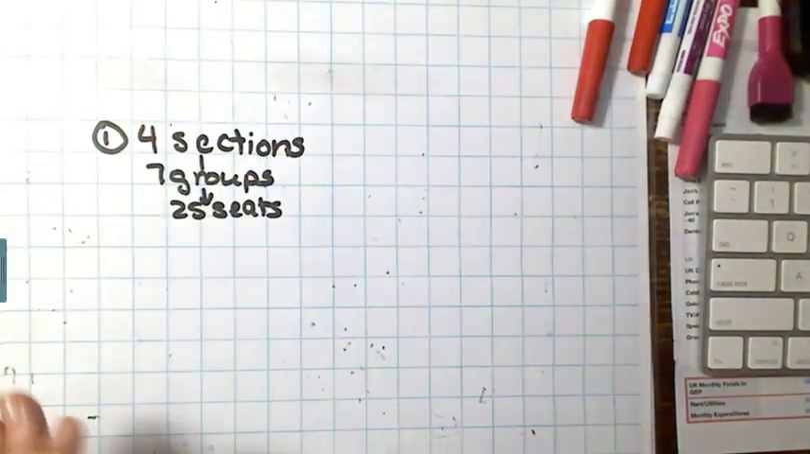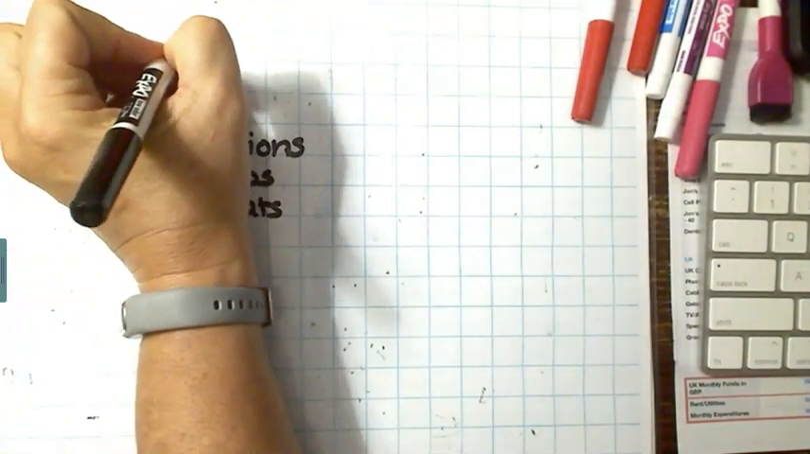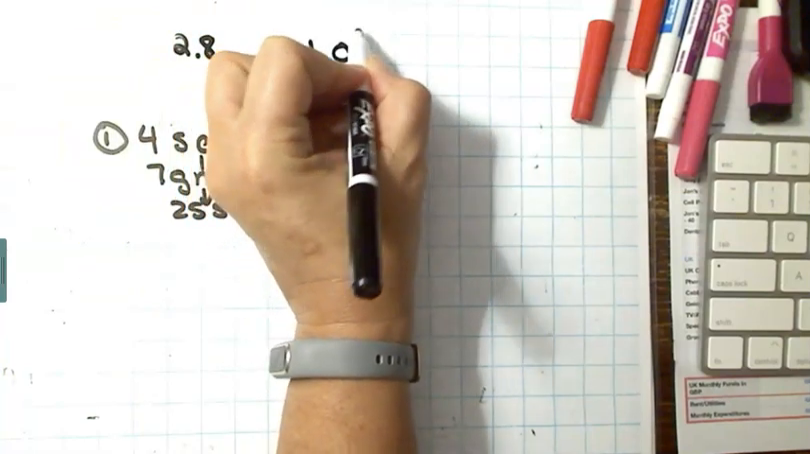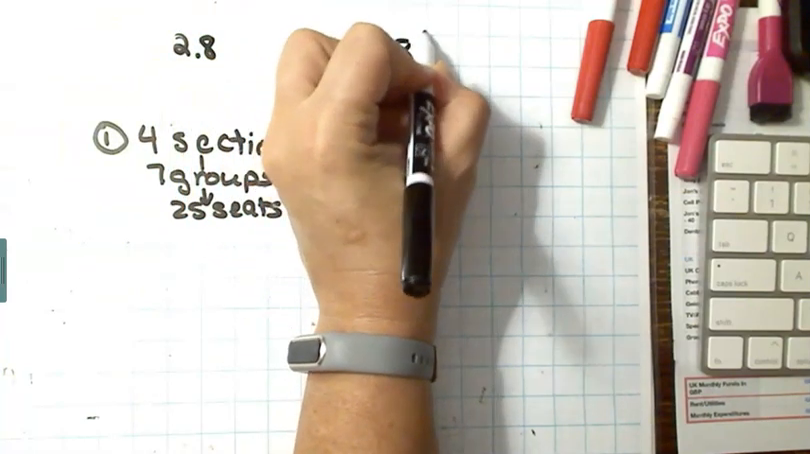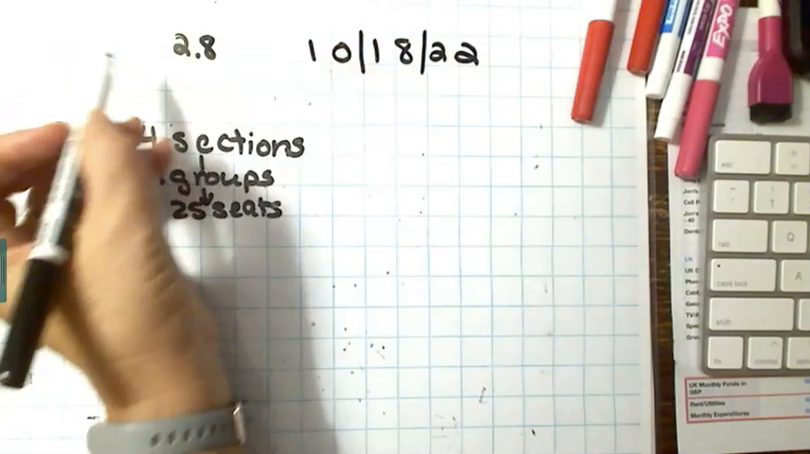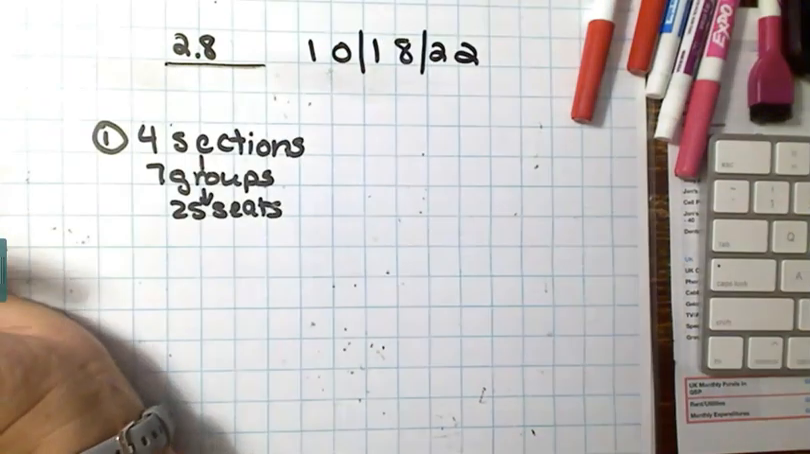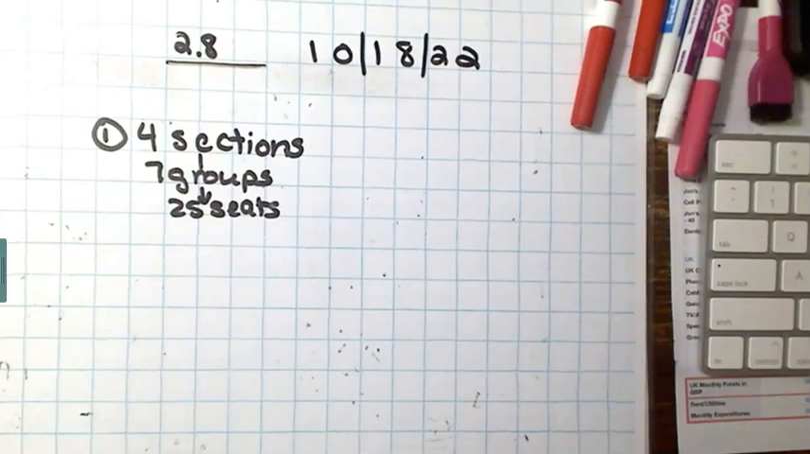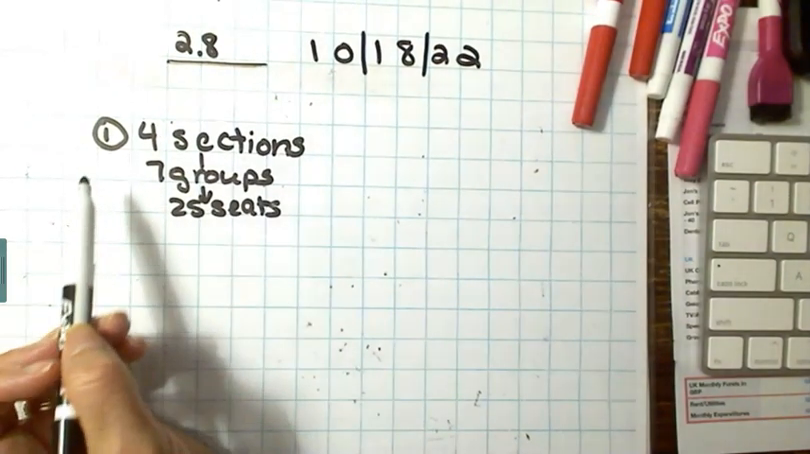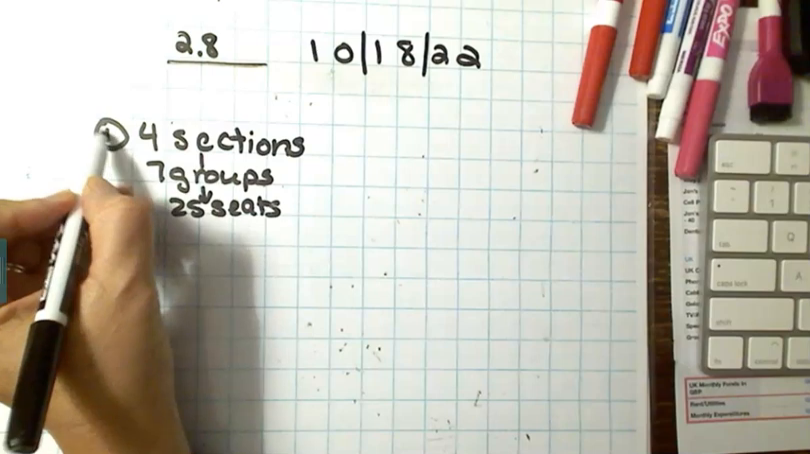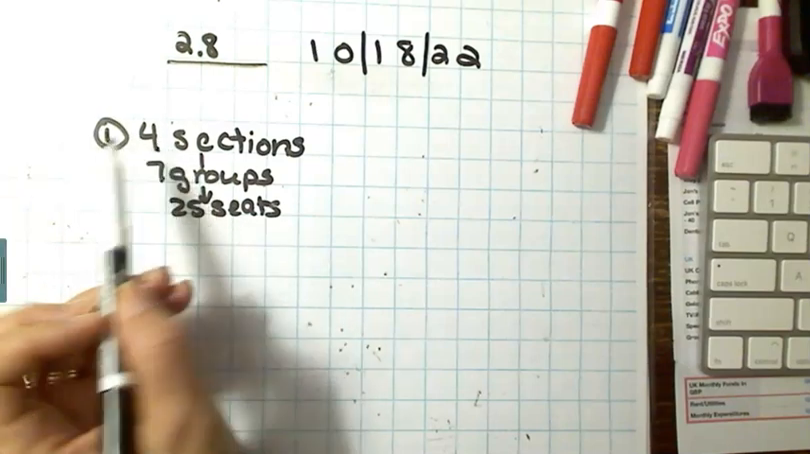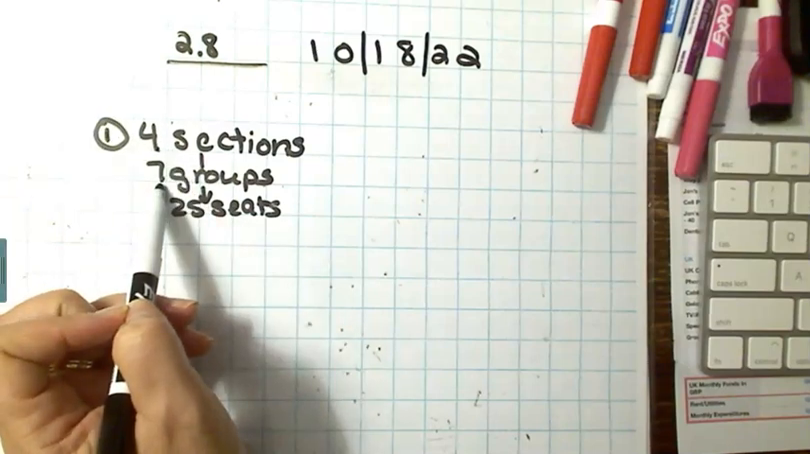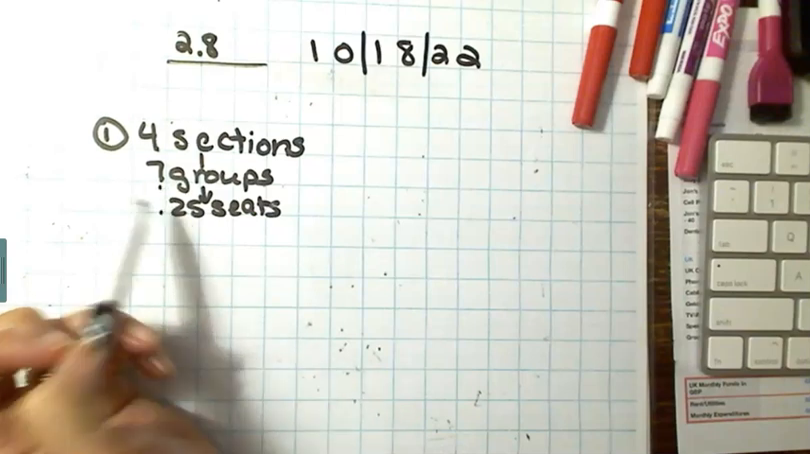All right, so here's my math journal. First thing I'm going to do is put my lesson. My lesson is 2.8 today, and the date is October 18th, 22. So make sure you start putting the lesson up at the top, and you can use the title if you want to. I would love that, actually. All right, so I took some notes from problem number 1. So you notice I put the 1 in the circle. I had 4 sections, each of those sections had 7 groups, and each group had 25.